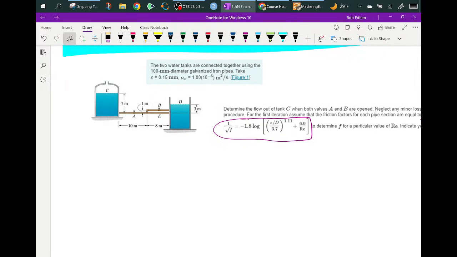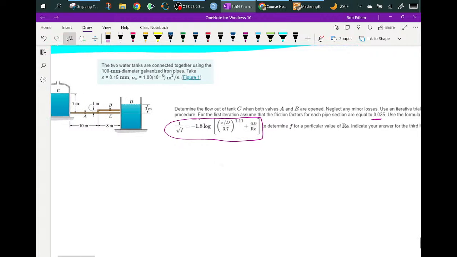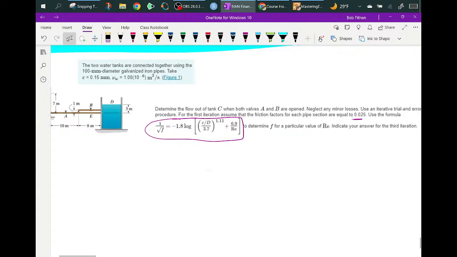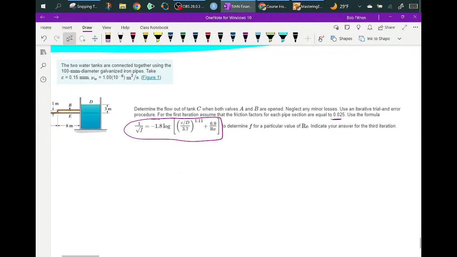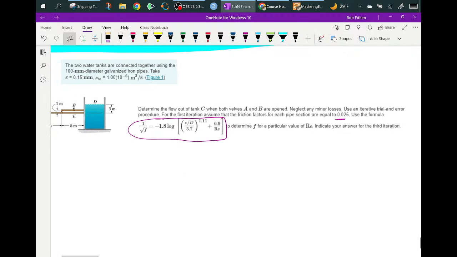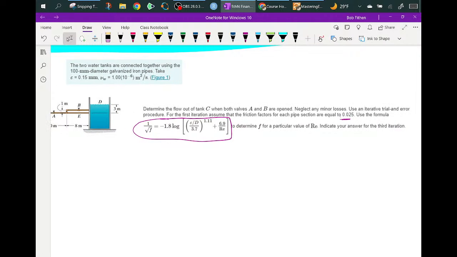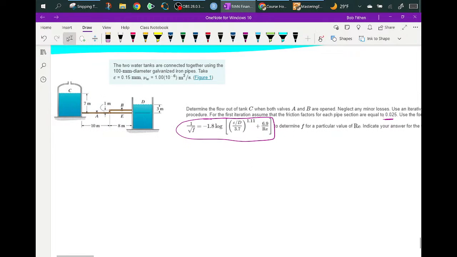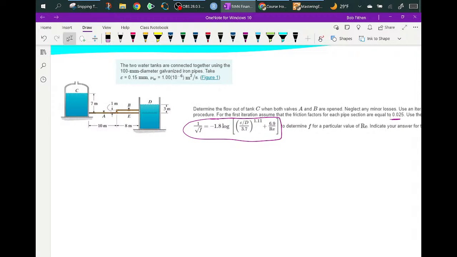Did I actually use the iterative term? First iteration, for each pipe to be equal to that. Now, we get rid of this on the other screen. You'll have to give me a second here.